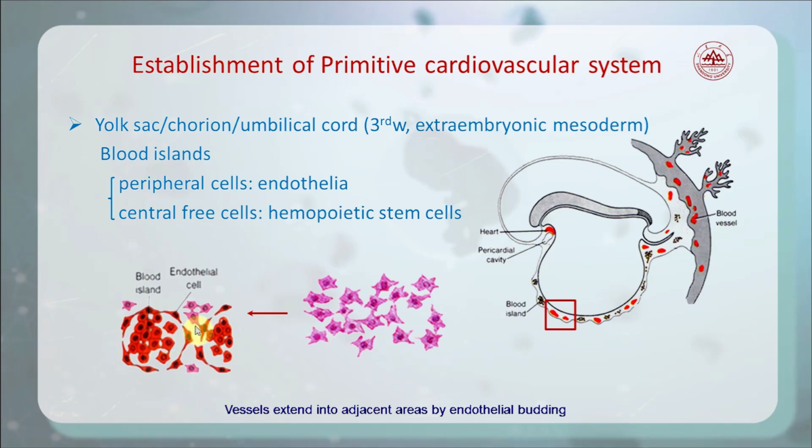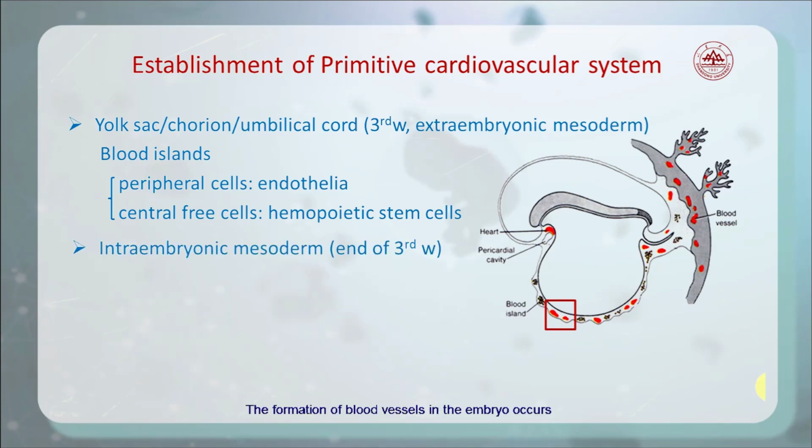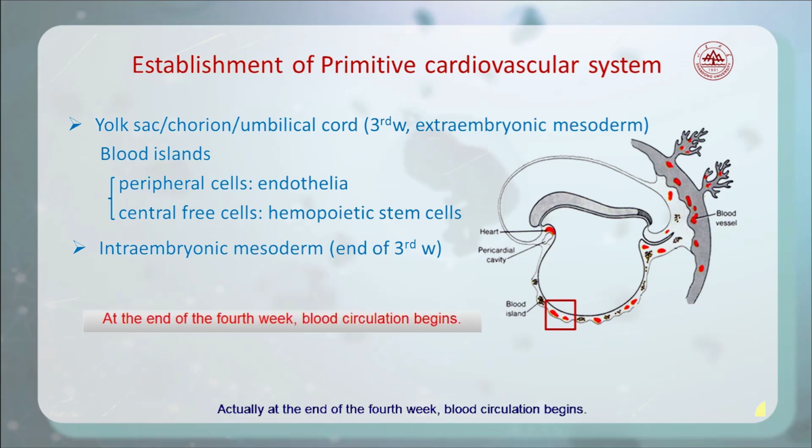Vessels extend into adjacent areas by endothelial budding to form networks of endothelial channels. The formation of blood vessels in the embryo occurs first in various parts of the embryonic mesenchyme, in a similar way as extra-embryonic mesoderm. When the extra-embryonic and intra-embryonic networks of endothelial channels communicate with each other, the primitive cardiovascular system is established. Actually, at the end of the fourth week, blood circulation begins.